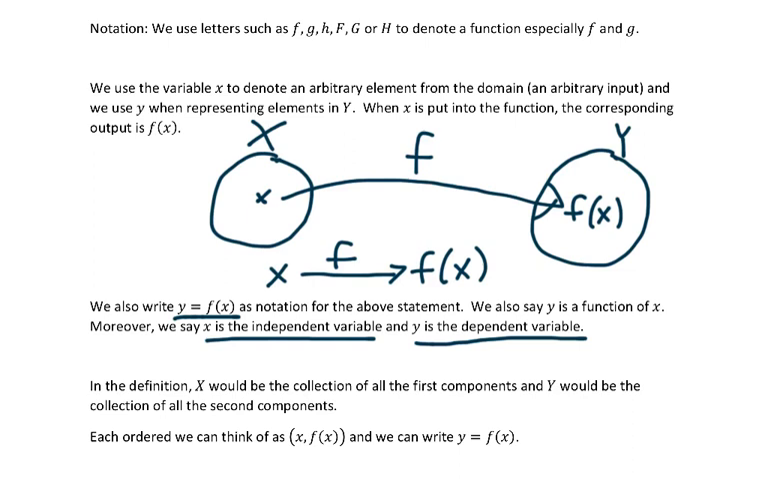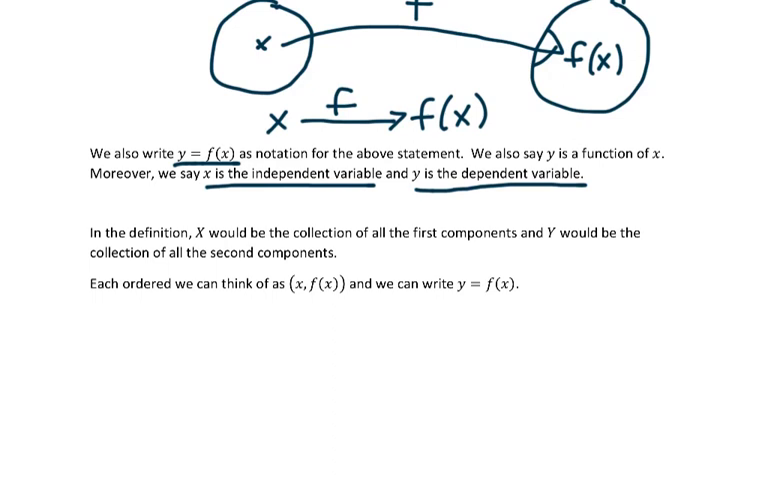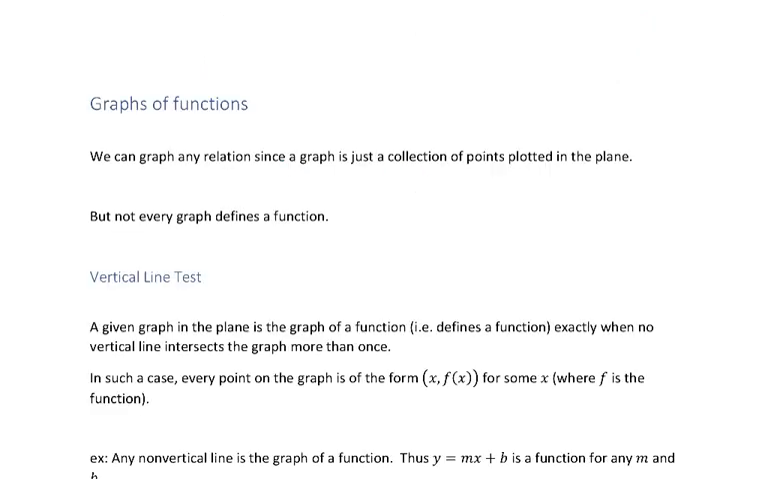Also, if we went back to this relation stuff, capital X would denote the collection of all our first components, or our x coordinates. Capital Y would be the collection containing the second components. For the most part, Y was the set of all second components. Also, when you have a relation that is a function, each ordered pair you could think of as being like this, x comma f of x.